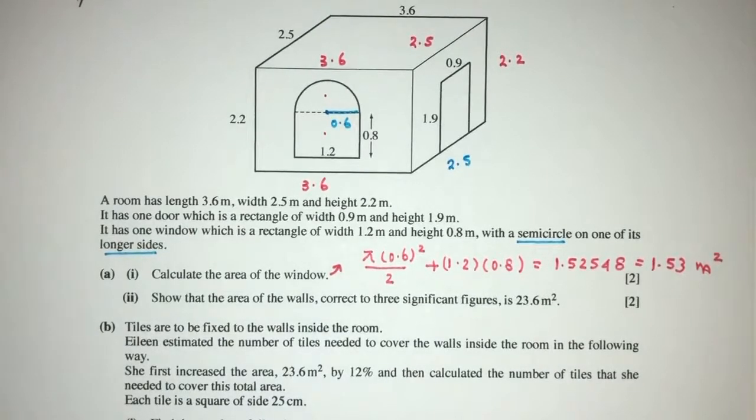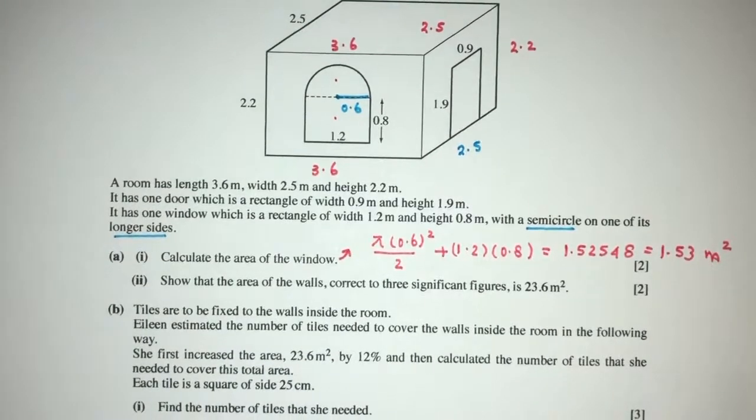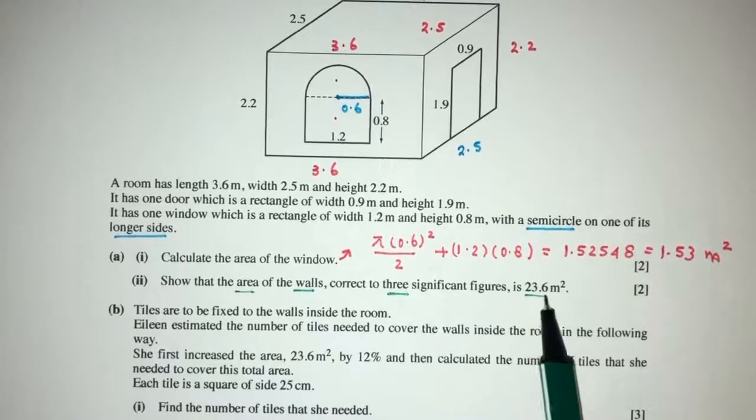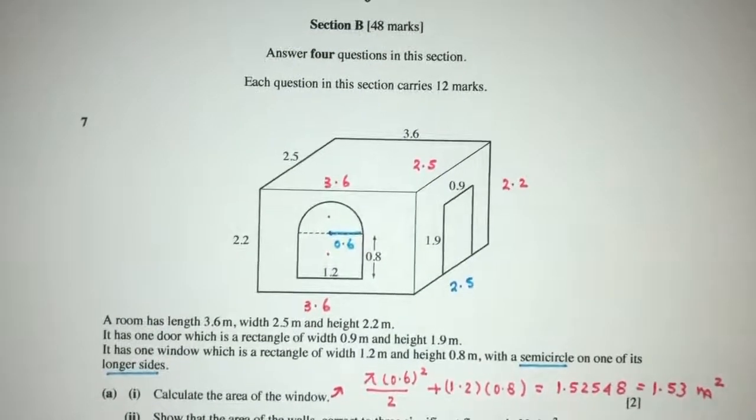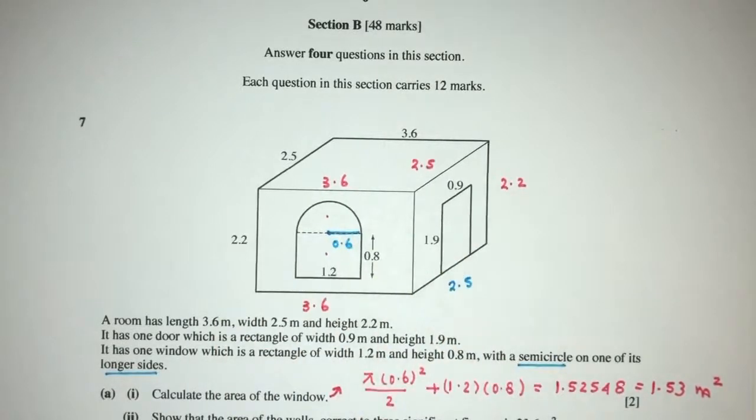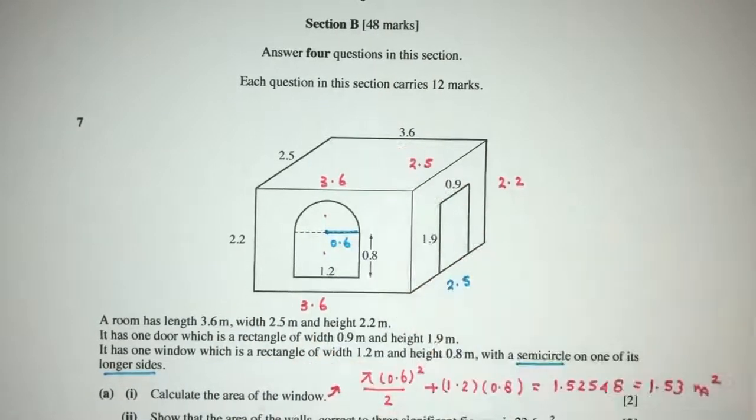Now moving on to part B of the question, part 2, sorry. We have to show the area of the walls, correct to 3SF, is this. Now the walls, we have to understand what are those. The walls are the sides of the room. It is not the ceiling, not the floor. The walls are these sides. Now we have 4 walls, as you can see.